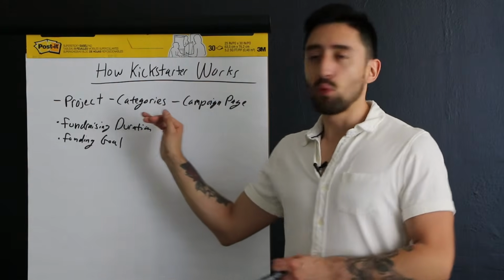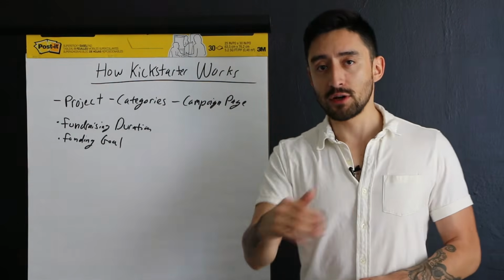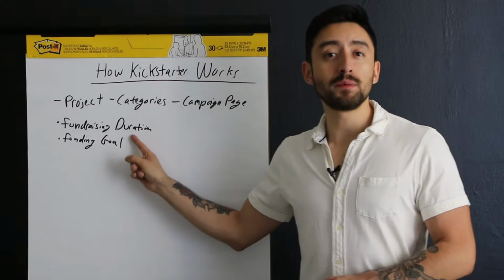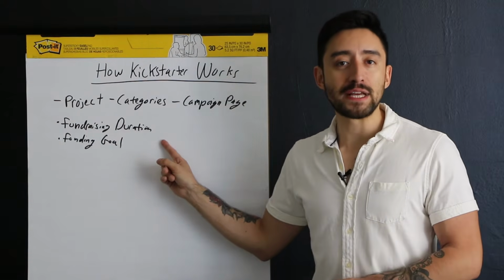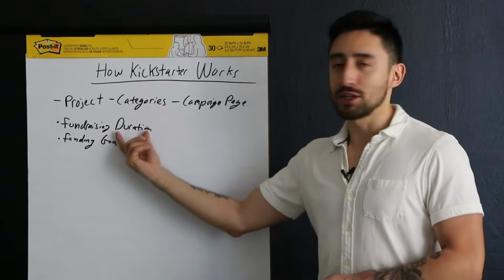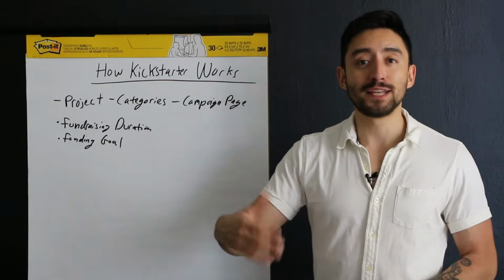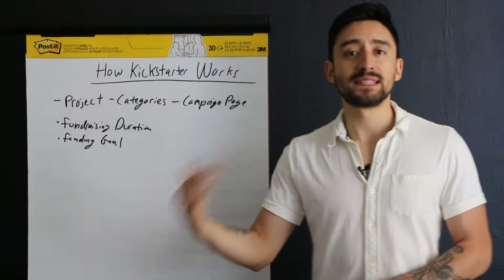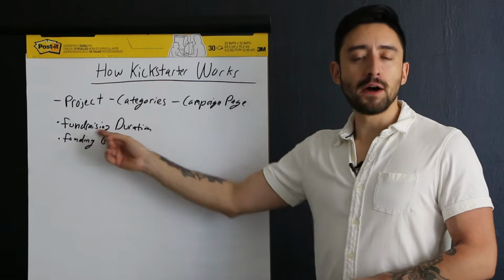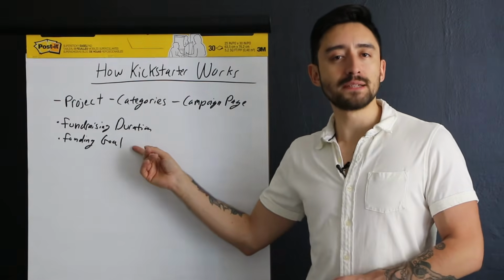What that means is that, number one, when you're putting this campaign out there on Kickstarter, it's going to be live on Kickstarter for a certain amount of time, and that is the fundraising duration, okay? Duration, how much time, right? Could be 30 days, could be 25 days, could be 20 days. I've seen campaigns as short as 7 days and as long as 60 days, right?